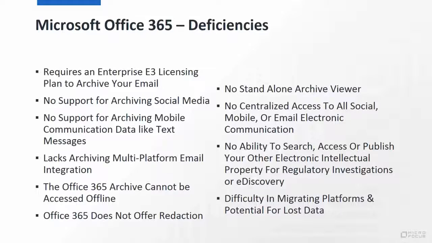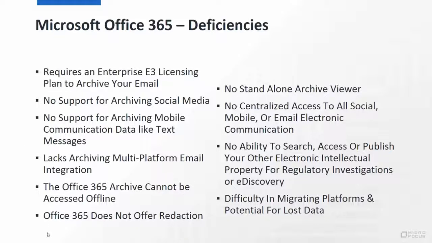If you're involved in litigation or eDiscovery, you need to be able to redact certain information so it's not part of the public record. Then, of course, because it doesn't support social media or mobile communication data, you can't access that from one central location. You can only access that Microsoft Office 365 email. And then, of course, it's also difficult in migrating. If you're ever moving away from Office 365, the migration path is difficult. So those are some of the things that we're going to address today and talk about, and how we here at Micro Focus can help solve those deficiencies.